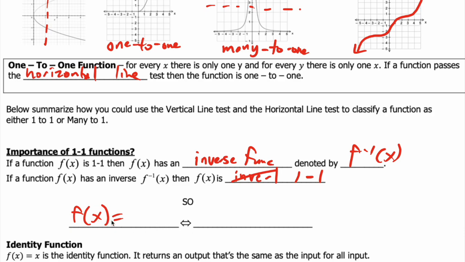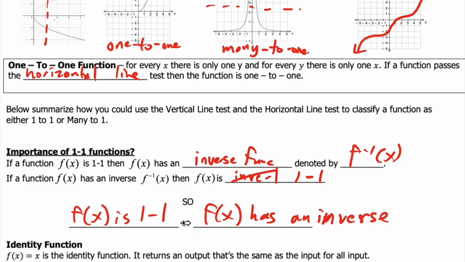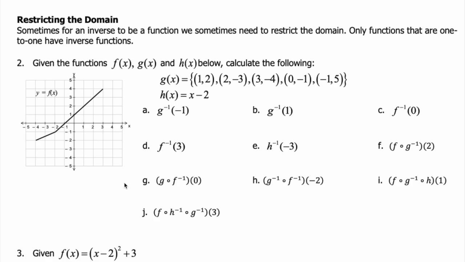f of x is one to one if and only if f of x has an inverse. Because we've got this two-way arrow, this also means you read it the other way: f of x has an inverse implies f of x is one to one. Okay, let's take a look at the next page.